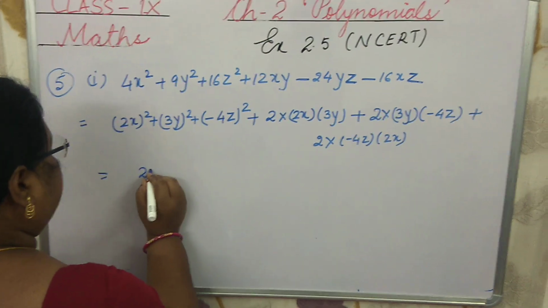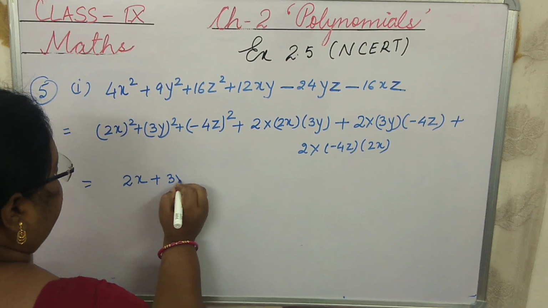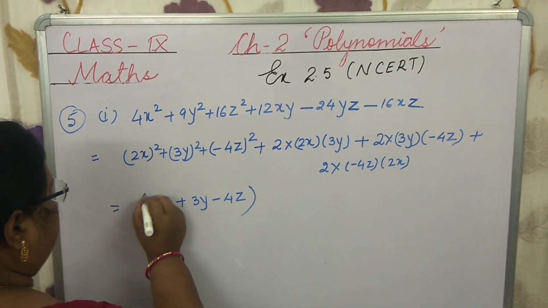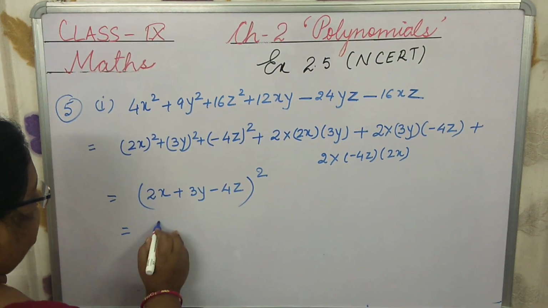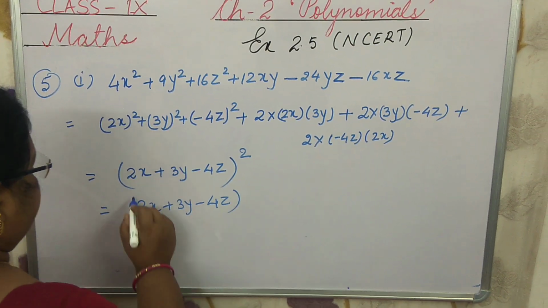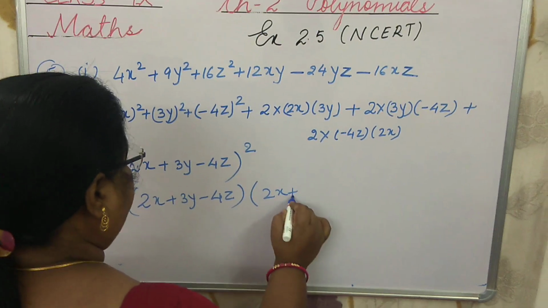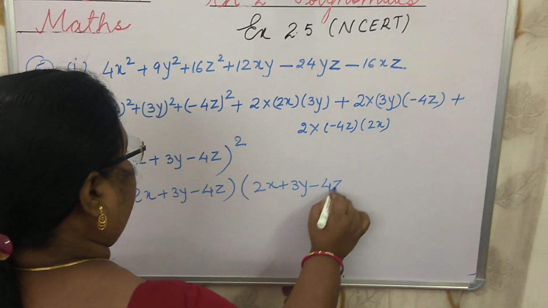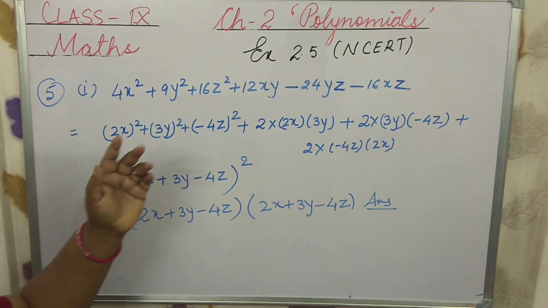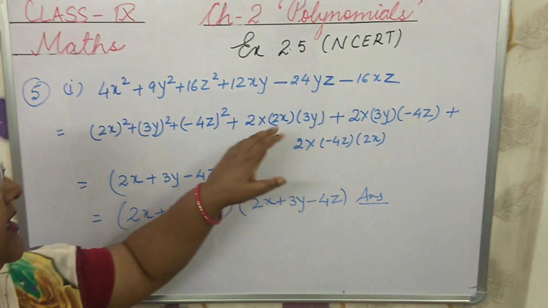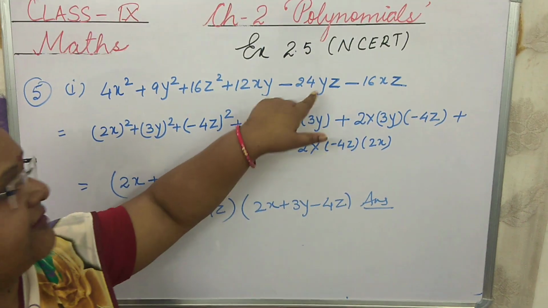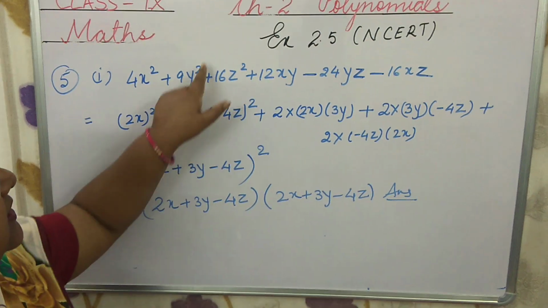Now what is a over here? 2x. What is b? 3y. And what is c? Minus 4z. So this is equal to whole square. Since we have to factorize, your answer will be 2x plus 3y minus 4z into 2x plus 3y minus 4z. This is the required answer. I once again repeat, children, whenever you get a negative term, find out which term can be negative. Here xy is positive, and wherever the z terms are there, we are finding them negative. So this term is a negative term.